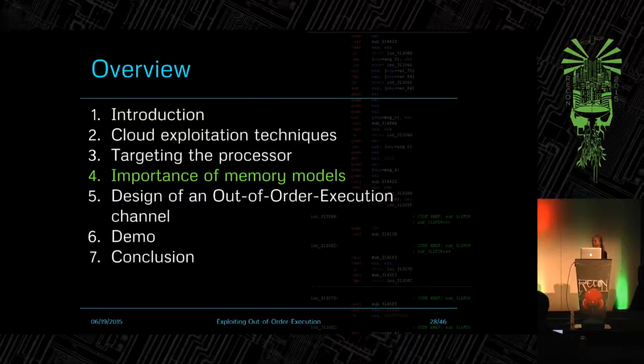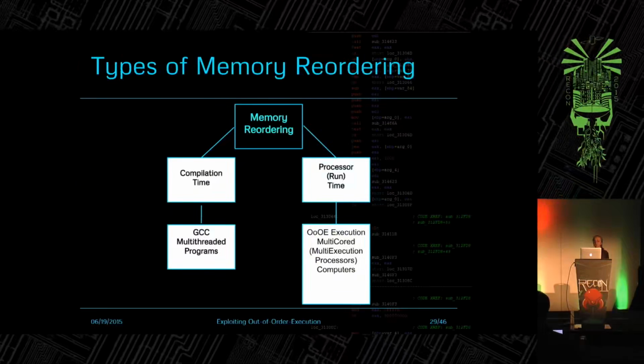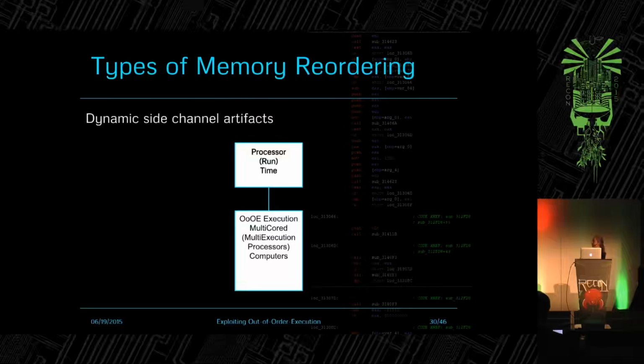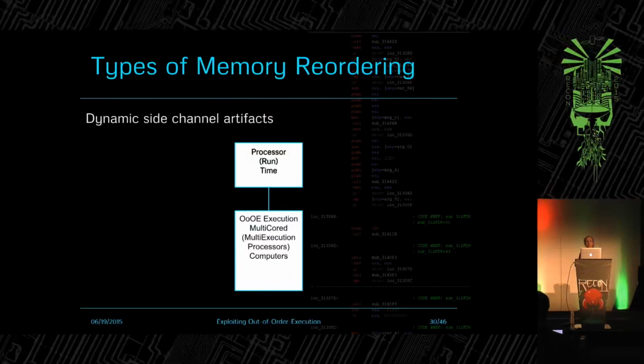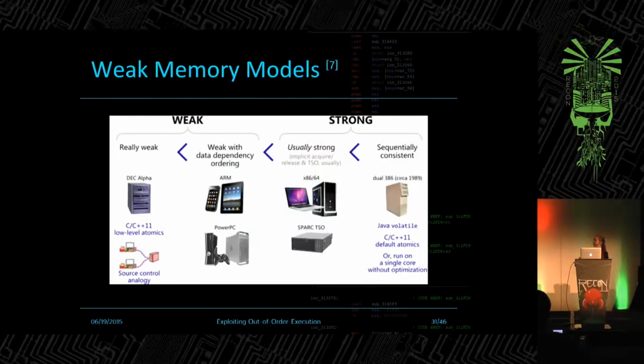So this brings us to the importance of memory models. There are two different types of memory reordering, compile time and runtime. Obviously, we're focusing on runtime, or the out-of-order execution case, where the pipeline is dynamically reordering our instructions. And we're also focusing on a usually strong memory model.